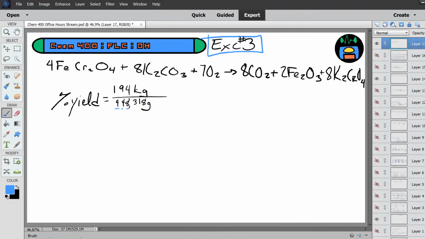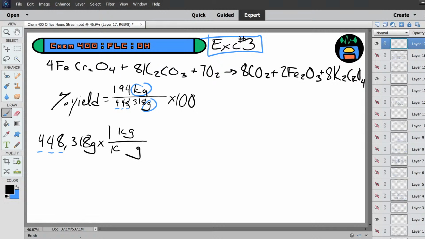Well, first, 3 sig figs in the denominator, but the problem is grams and kilograms don't cancel. So before we can crunch these numbers, we actually need to do one last unit conversion. We're going to take 448,318 grams, and remember this has 3 sig figs, and convert this to kilograms. Grams go in the denominator, kilograms in the numerator. 1 kilogram is 1,000 grams. So this will be 448.318 kilograms.